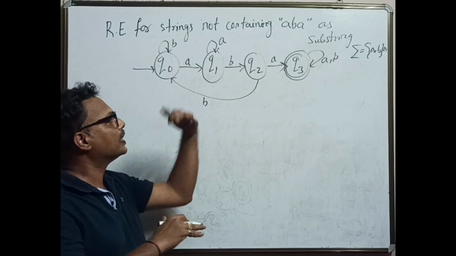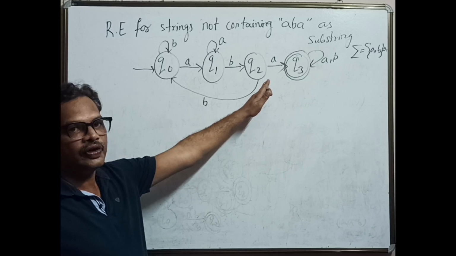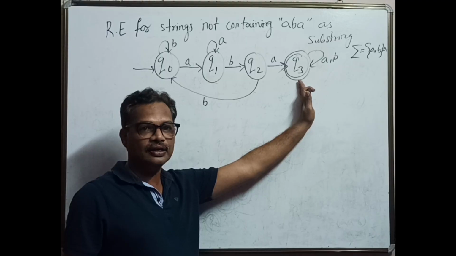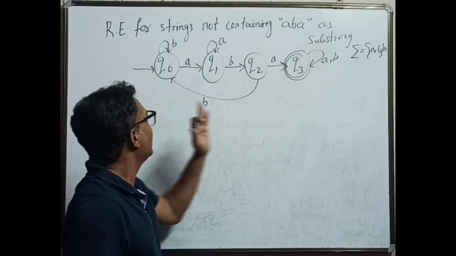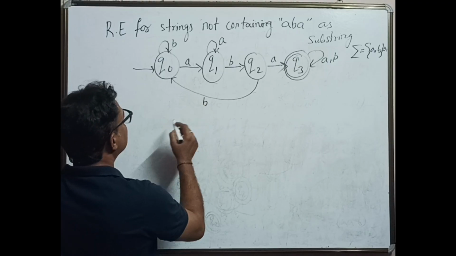Now that we have completed designing the DFA for the given problem statement, what we have to do is revert the states. Whichever states are normal, we make them final, and whichever states are final, we make them normal, and the initial state remains the initial state. Now let us convert this.